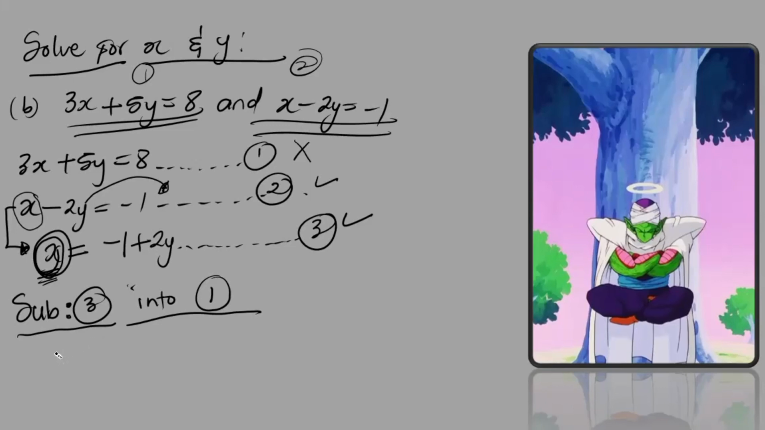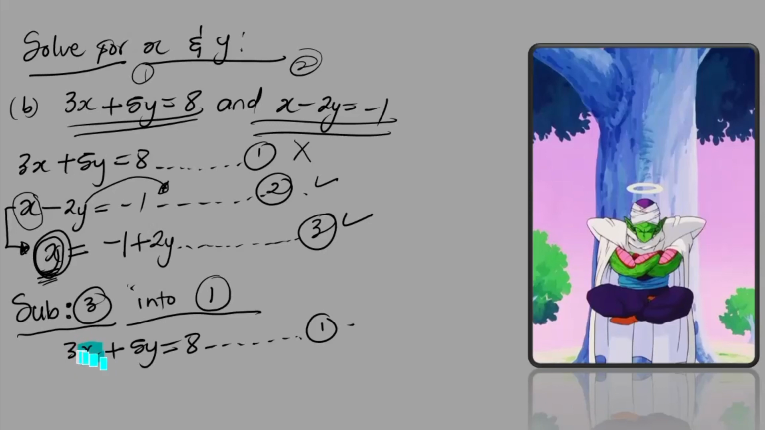So your equation 1, that is 3x plus 5y is equal to 8. That is equation 1. Remember, this is equation 1. After that, what you will have to do is look at your x.